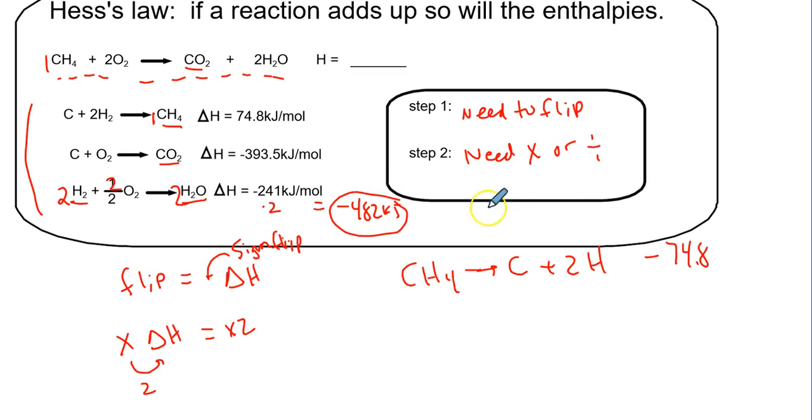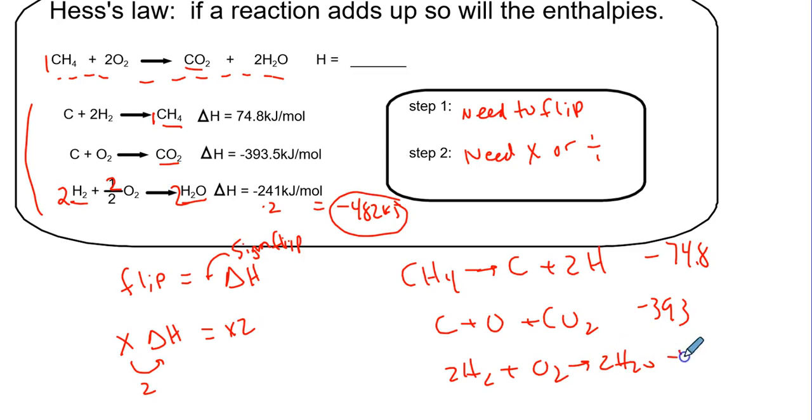With that being said, now you can go ahead and rewrite this out. C plus O2 yields CO2 is negative 393, and then 2H2 plus O2 yields 2H2O, negative 482. And of course, all this will add up to its new delta H. And that's the answer for that particular question. And that's how this thing generally works.